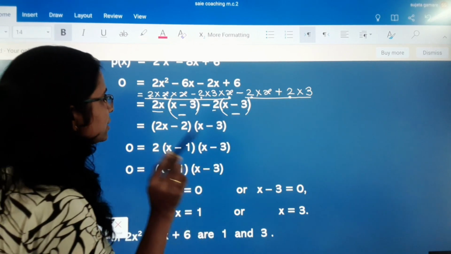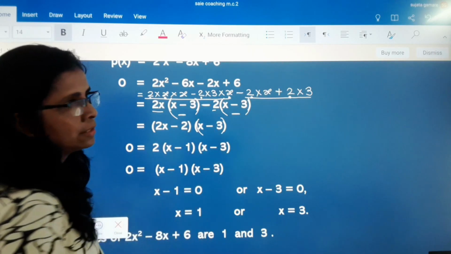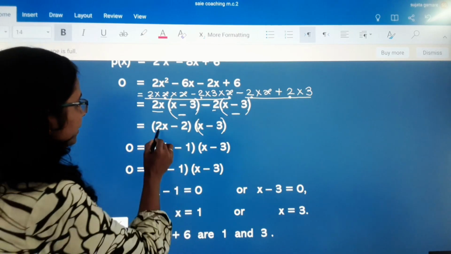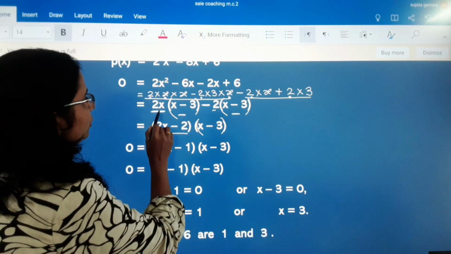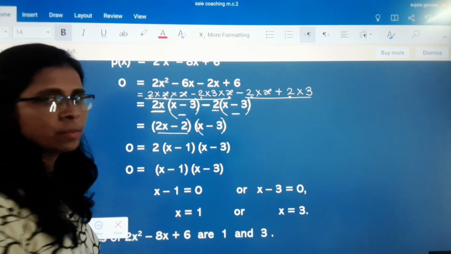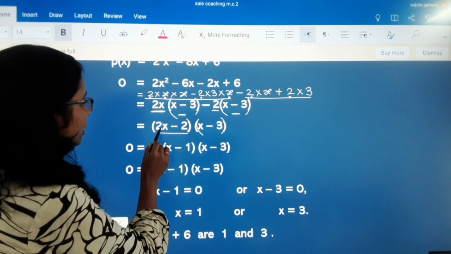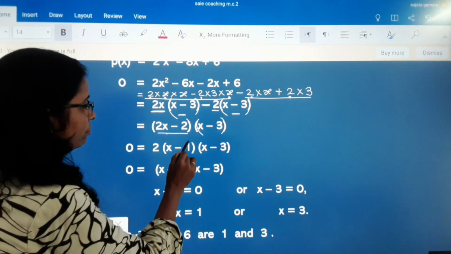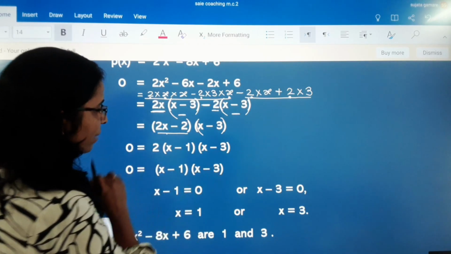So for that same bracket, we write only one bracket, that is x minus 3, and the remaining in the separate bracket, that is 2x minus 2. So these are the remaining 2x minus 2 terms. So write in a first bracket. Okay, so now here common out this 2 from this bracket. So 2 in the first bracket x minus 1, in the second bracket x minus 3.